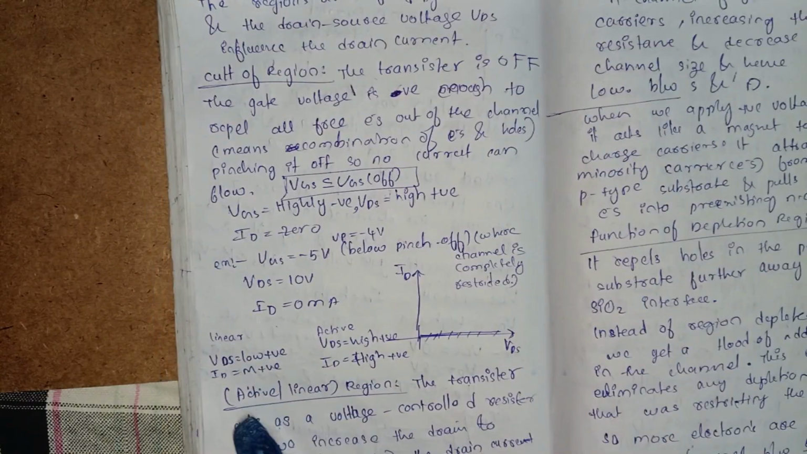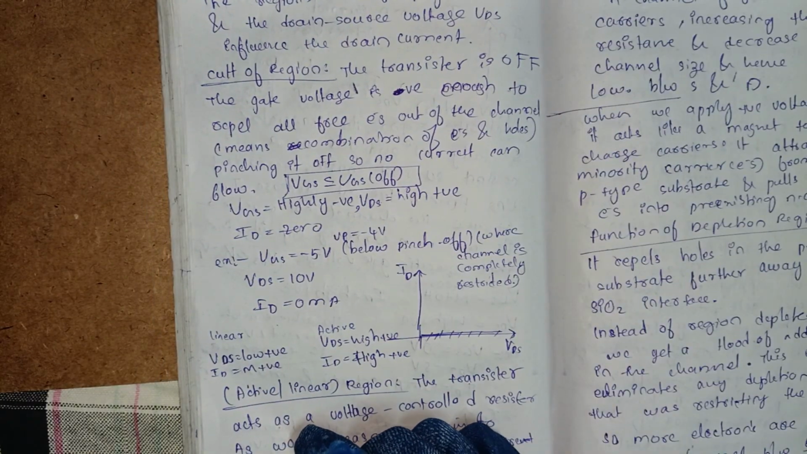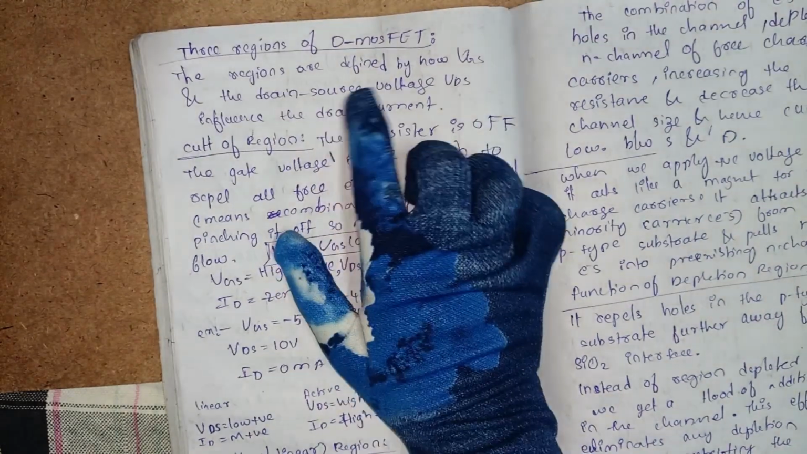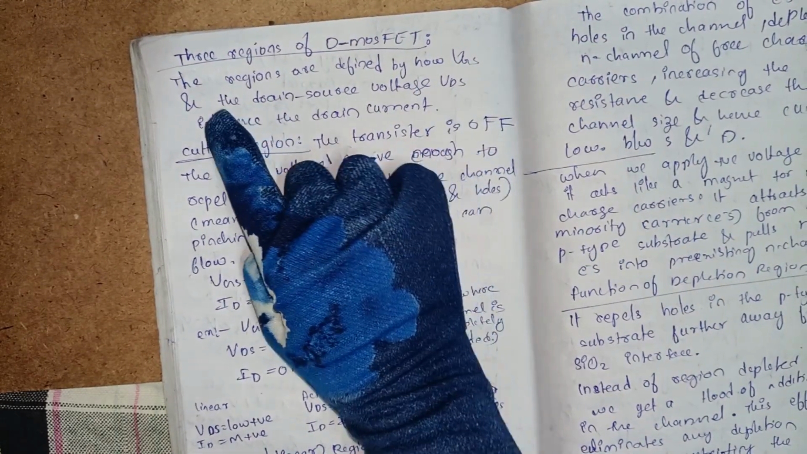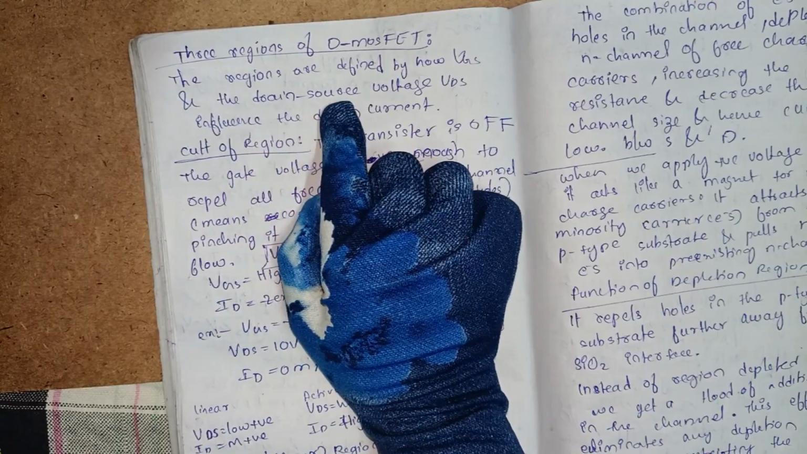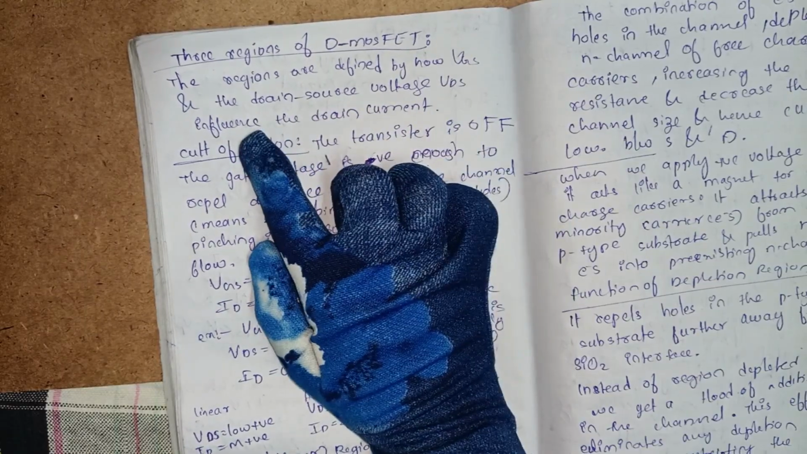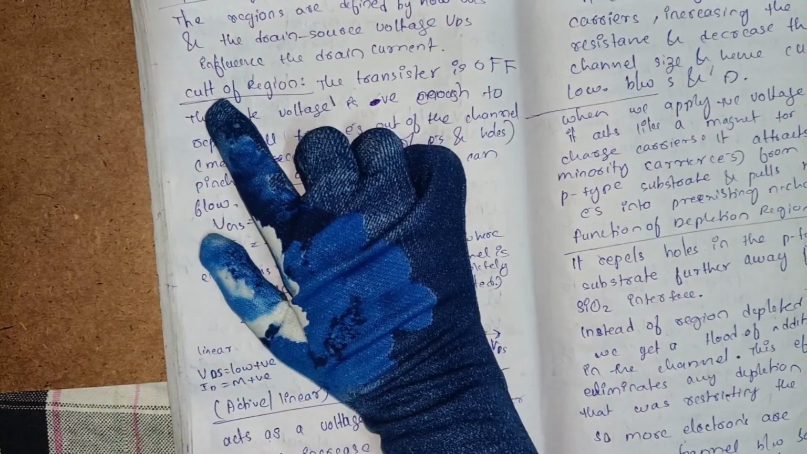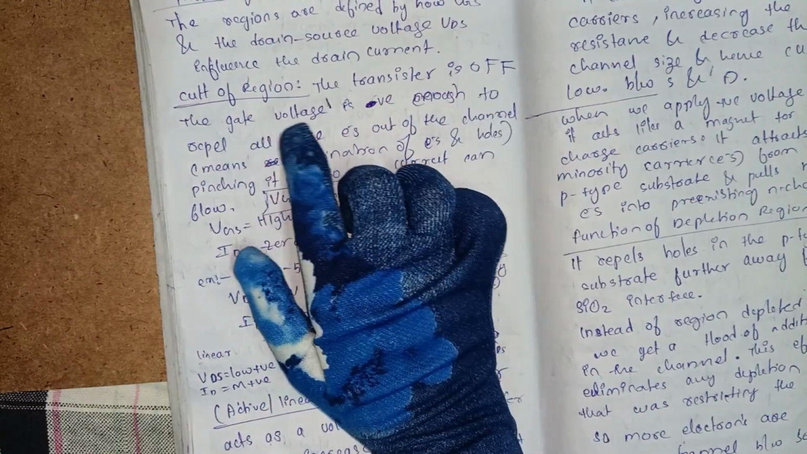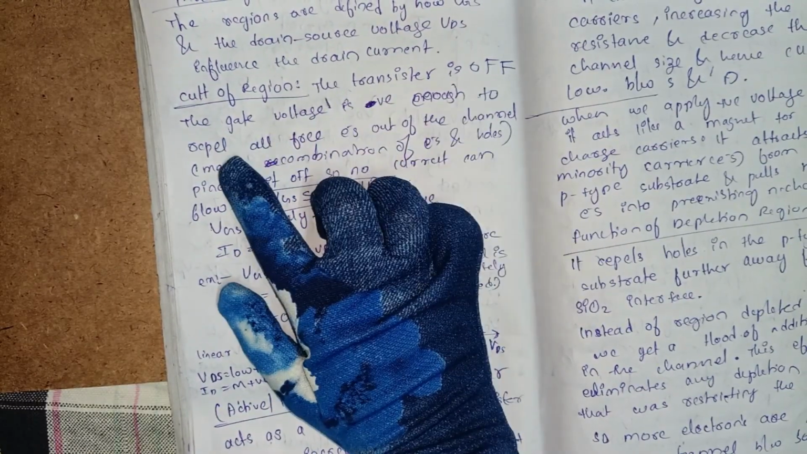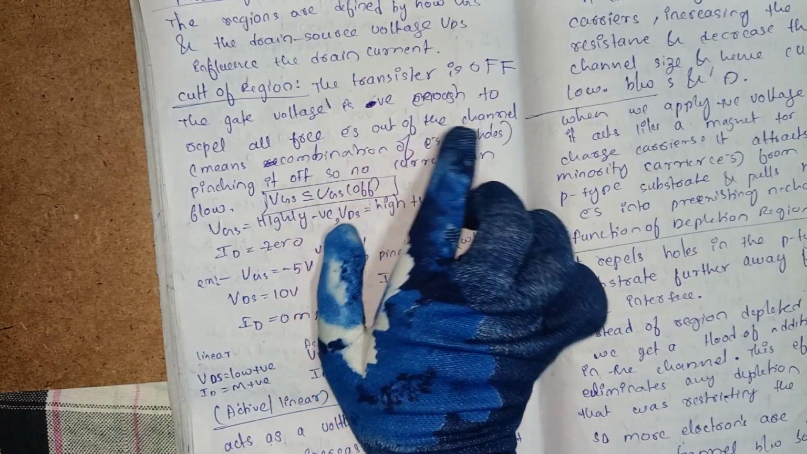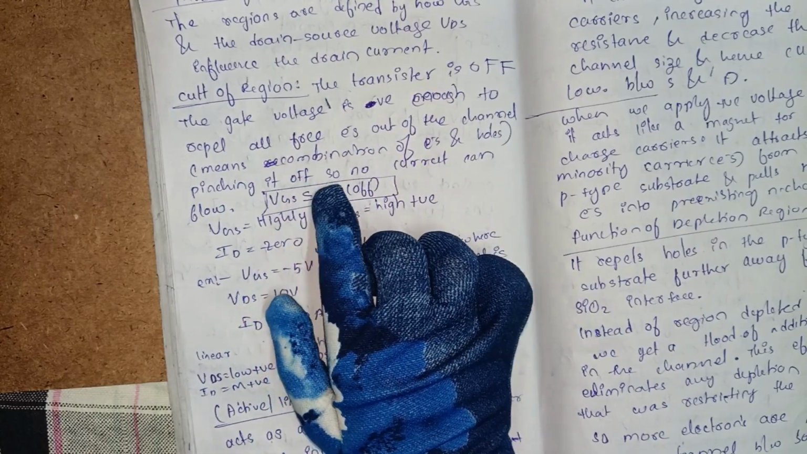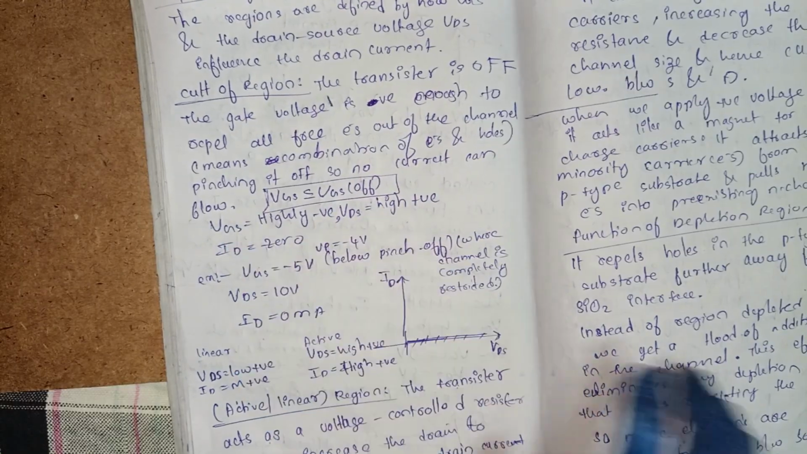They are the cutoff region, the active or linear region, and the saturation region. First, the regions are defined by how VGS, the gate to source voltage, and the drain to source voltage VDS influence the drain current. The first is the cutoff region. The transistor is off. The gate voltage is negative enough to repel all free electrons out of the channel, meaning combination of electrons and holes pinches it off, so no current can flow.